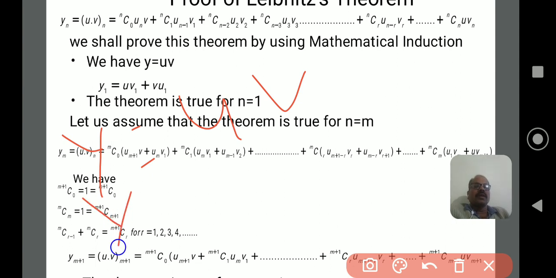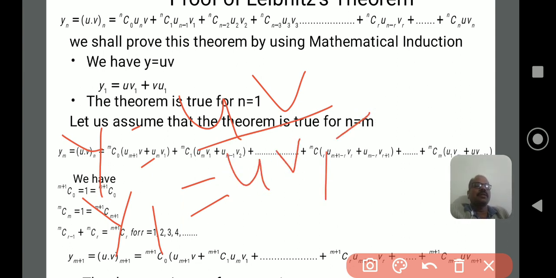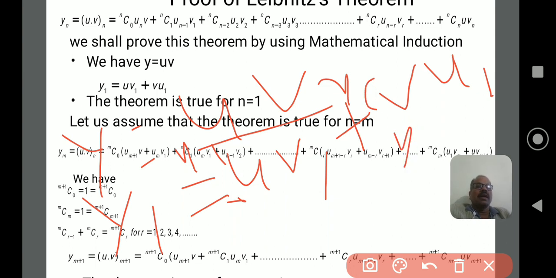We take the first step, n equal to 1. This is u into v, a product rule. The differentiation of u into v is the first function into the differentiation of the second function, v1, plus the second one, v, into u1. The binomial coefficients are nC0 and nCn; nC0 is 1, and nCn is also 1. We can write it as u v1 plus v u1. Observe the result: y1 is equal to u v1 plus v u1.